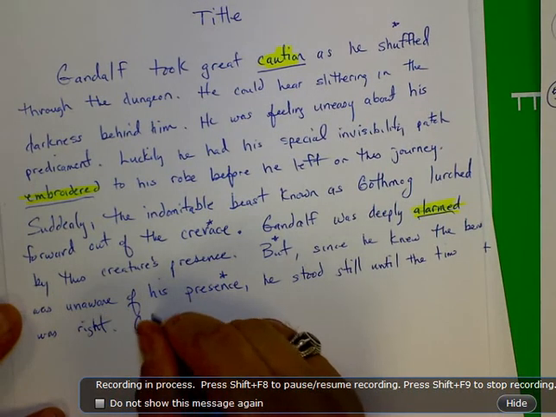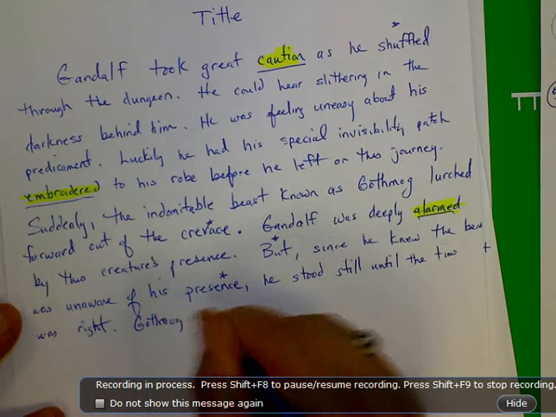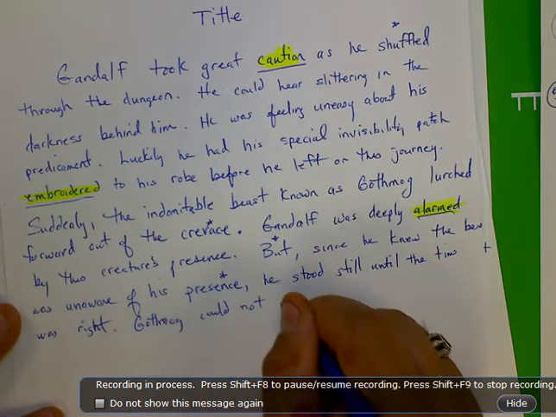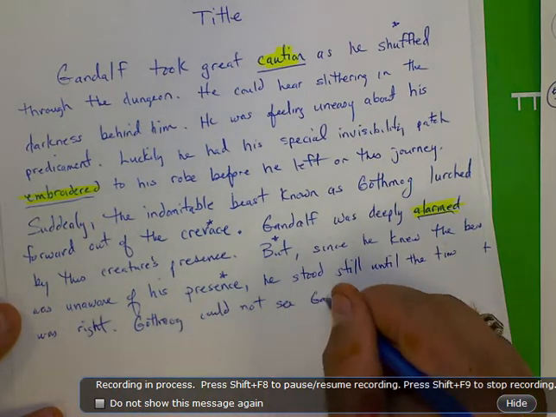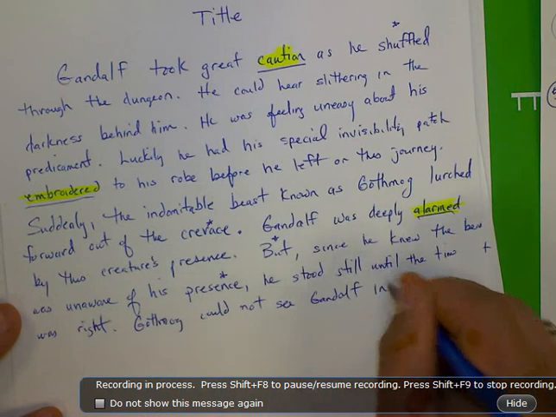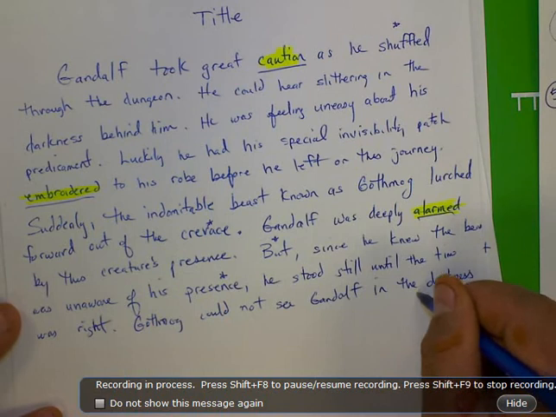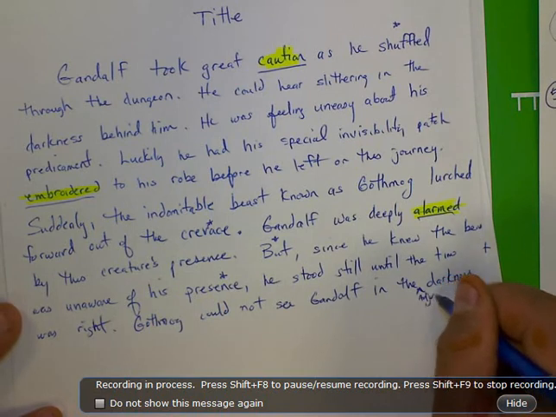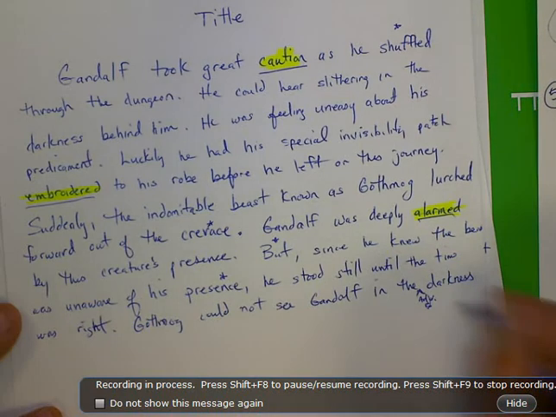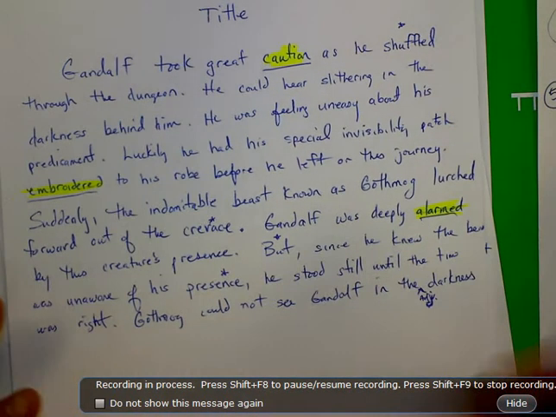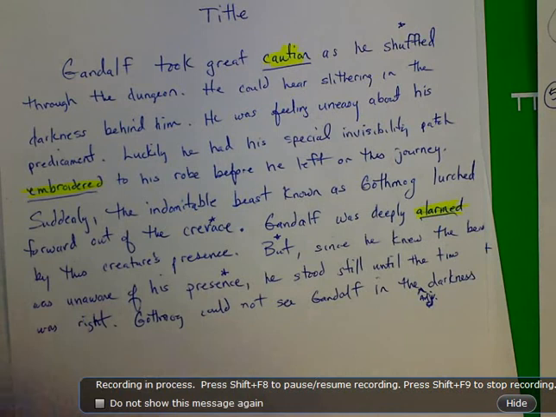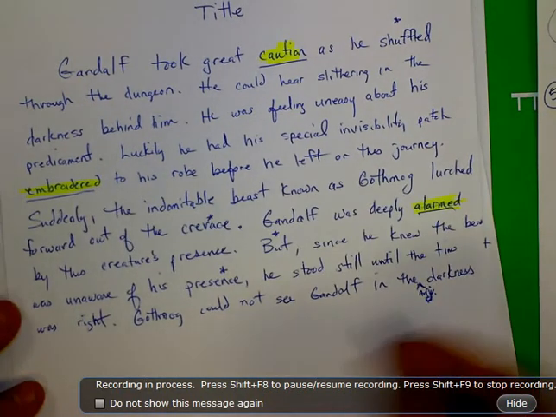Gothmog could not see Gandalf in the darkness. This feels like it needs an adjective right here. Or not an adjective, an adverb. Like, what kind of darkness? No, that would be an adjective. In the deepening darkness. I might add that in later.